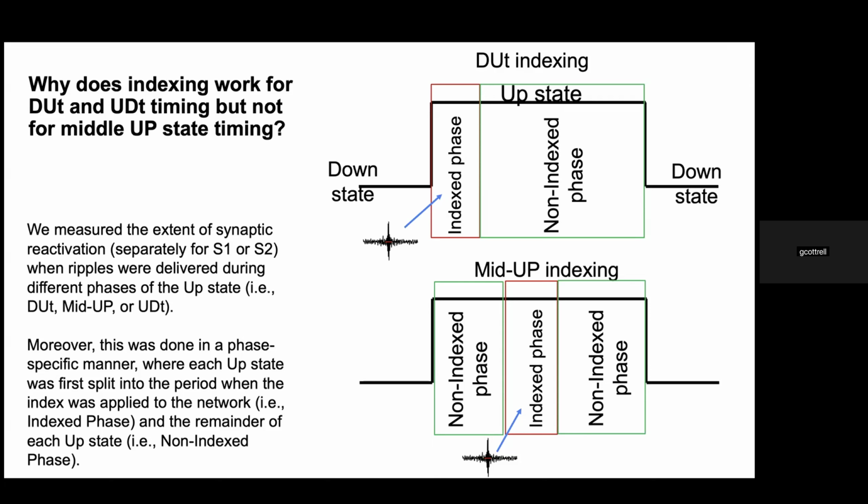For example, on the top, we index near the down to up transition. So we can look at that time to see which memory, S1 or S2, is reactivated. And we can look at what happens during the subsequent part of upstate when there is no indexing. We can repeat the same when we do it in the middle or at the end.